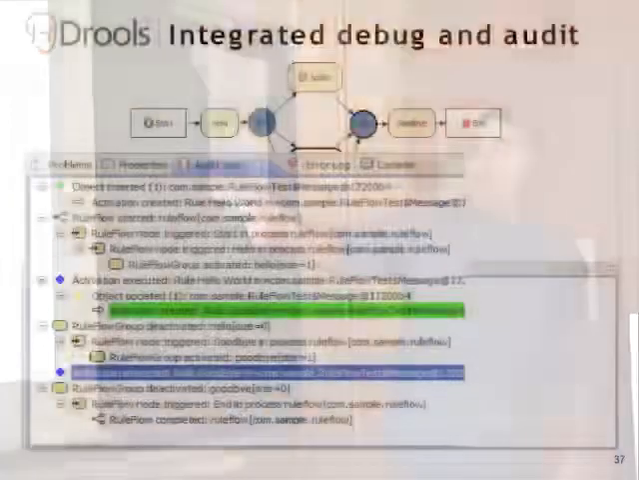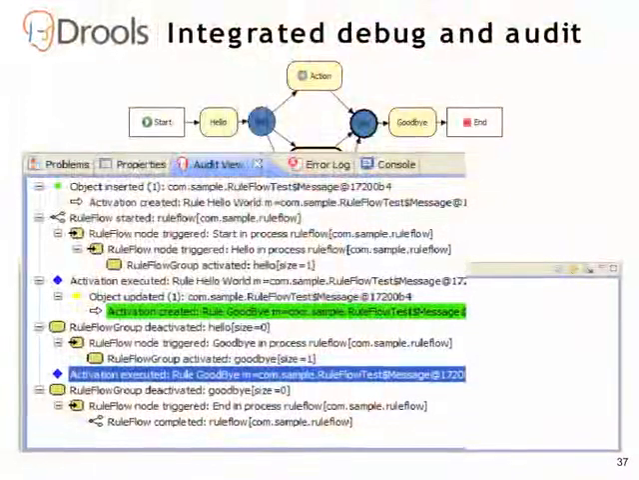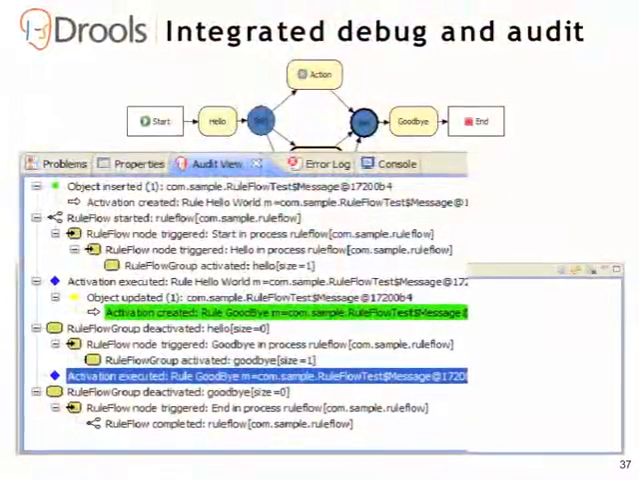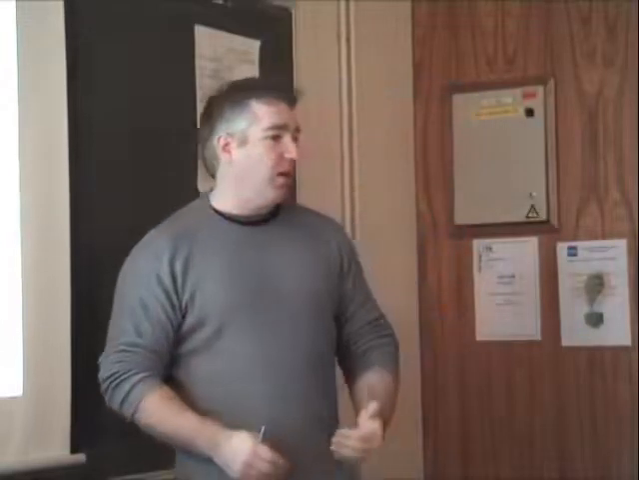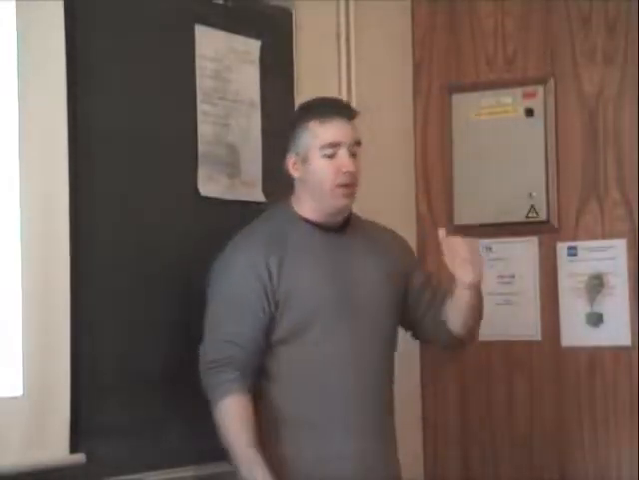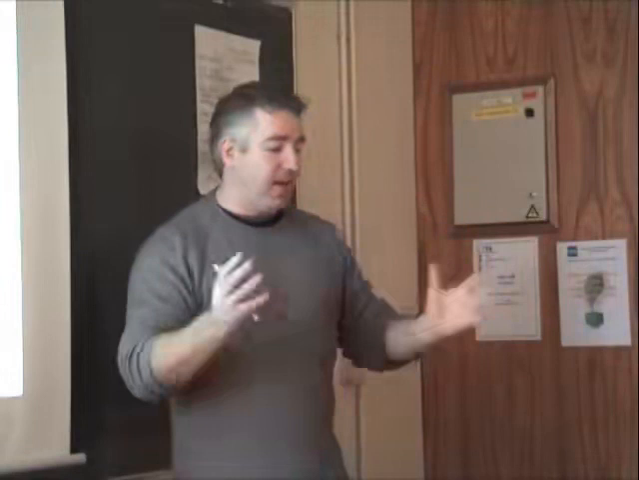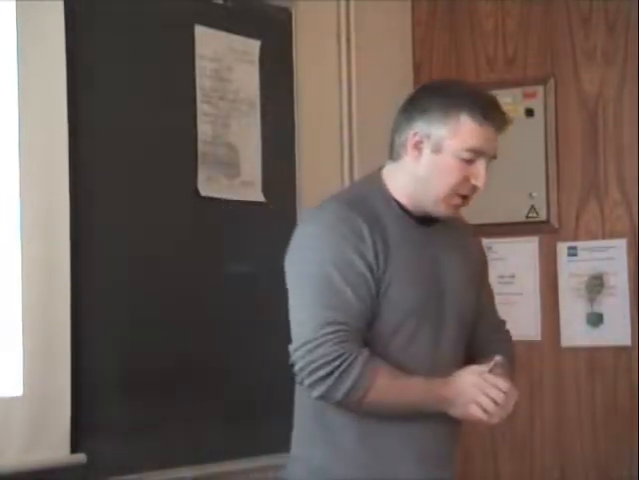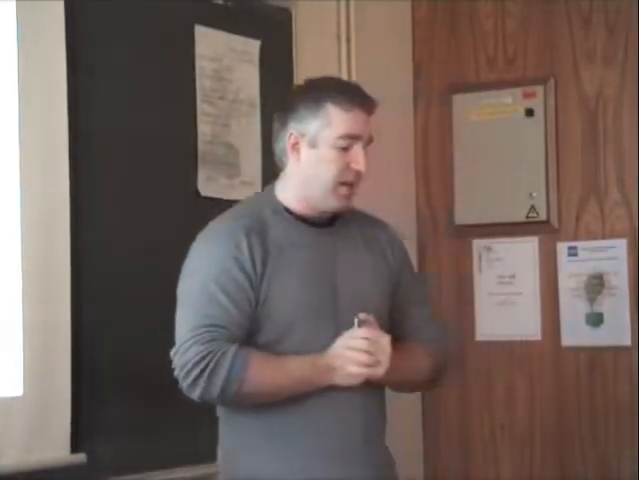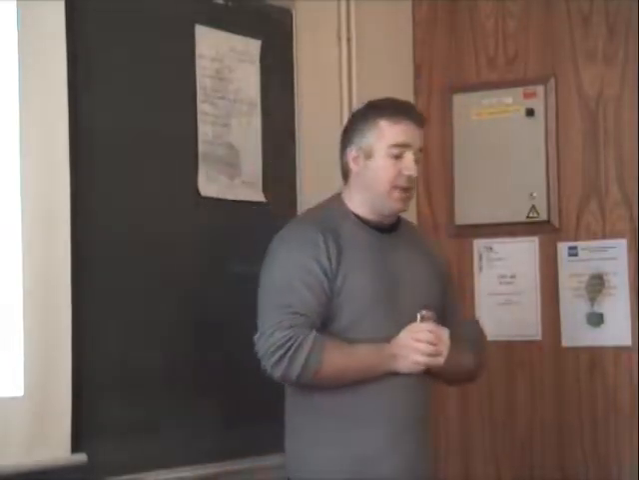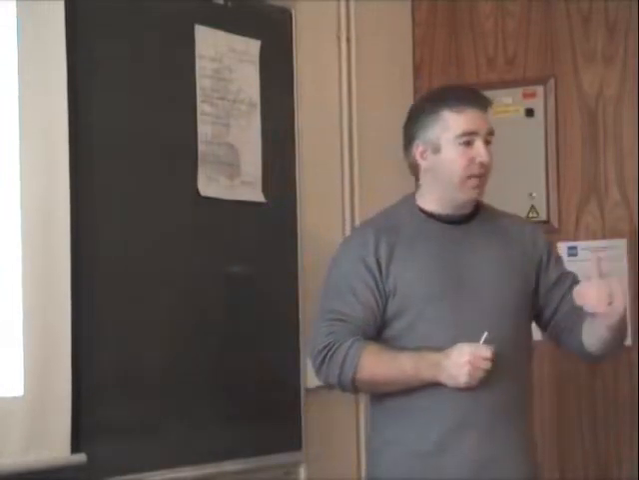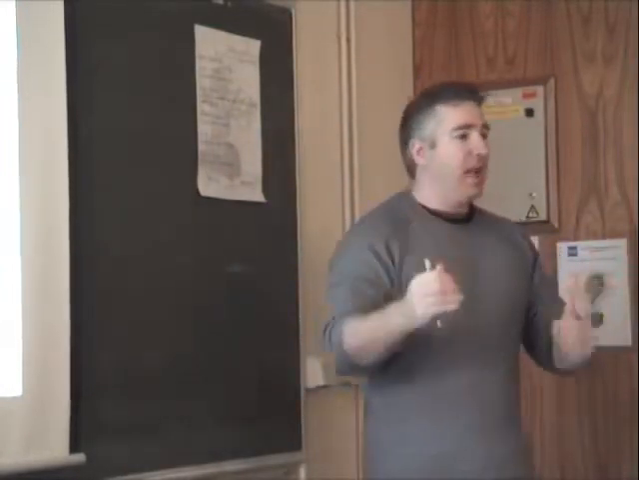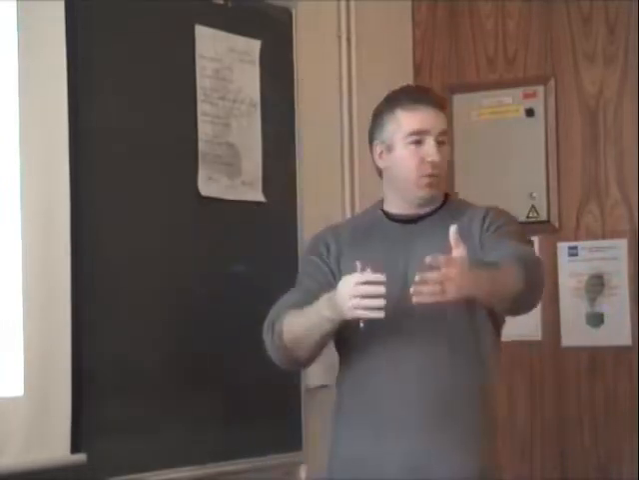We have fully integrated debugging and auditing. What that means is that when the rules and the processes are executing, we capture all the events in the system. Everything in our system emits events. When you start a process, when you enter a node, when you exit a node, when you insert data into the working memory, when you fire a rule, it all emits events. If you were to collect all these events, you can create a correlated log of causality. Causality means what caused something to happen. If I have this rule that does something, and it causes this process to start, and this process is executing, it causes these rules to fire.